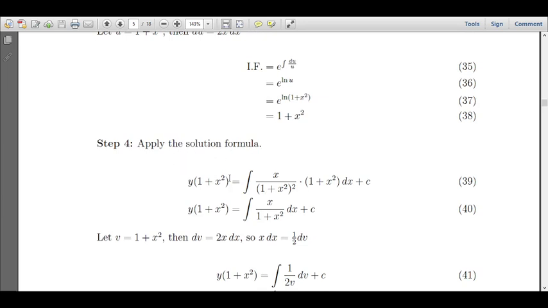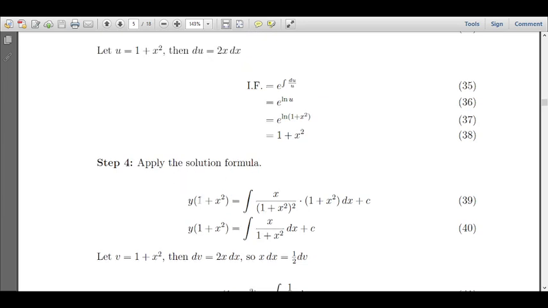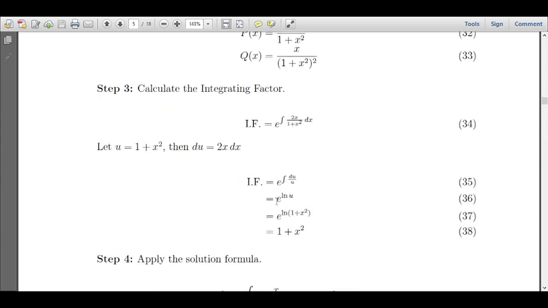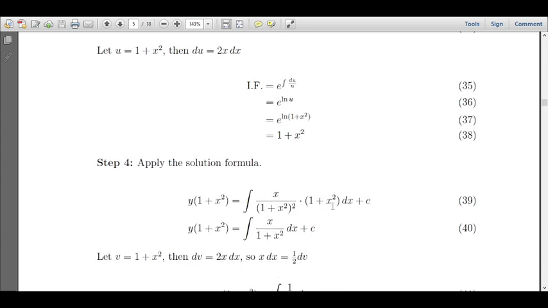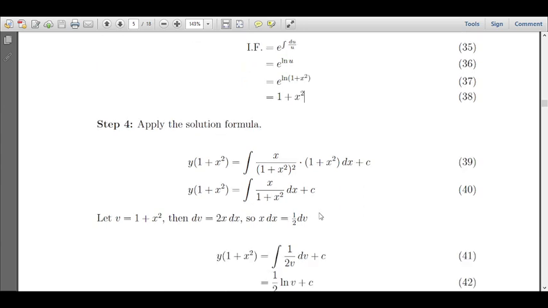Now apply the general solution formula. Y into integrating factor, which is 1 plus x square, equals integral q, where q is x by (1 plus x square) whole square, into integrating factor dx plus c. So now cancel 1 plus x square from numerator and denominator. We will get integral x by (1 plus x square) dx plus c.